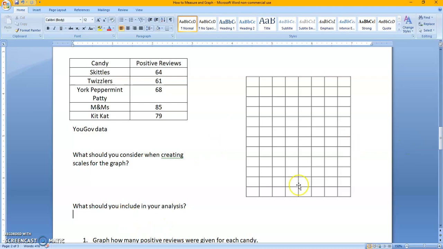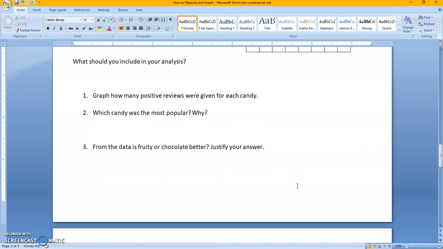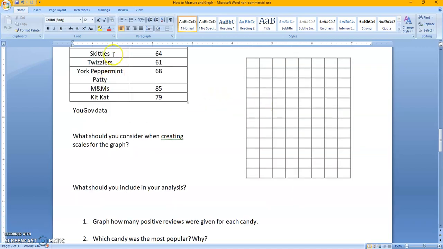What should you always include in your analysis for any type of graph? Always include numbers, all right? The reason why you have a graph, the reason why you do a lab, is so that you can have numbers to compare things to, all right?